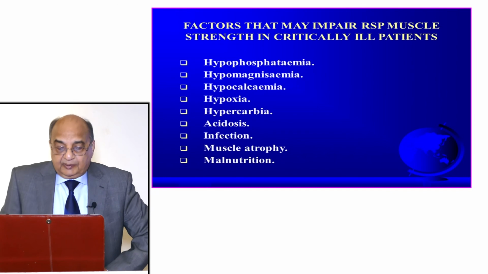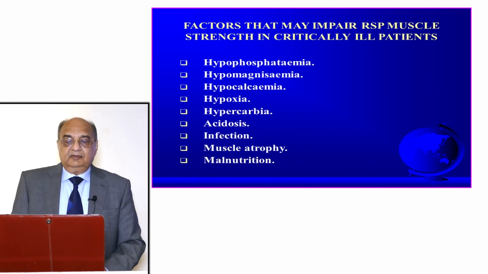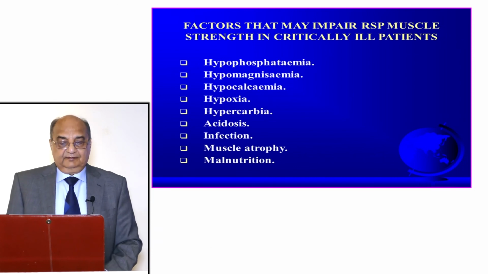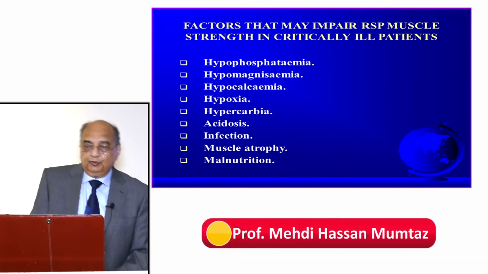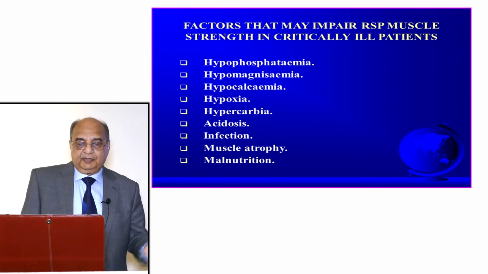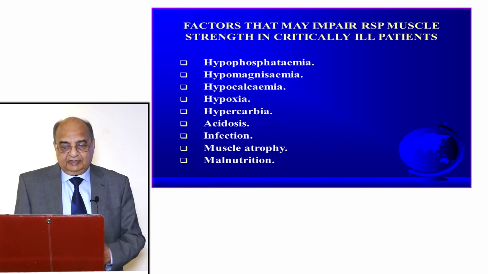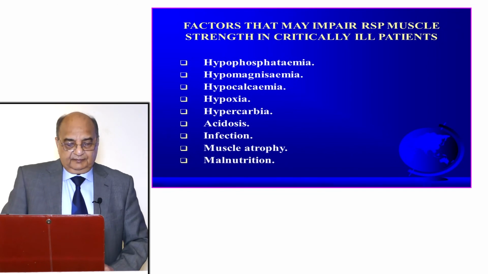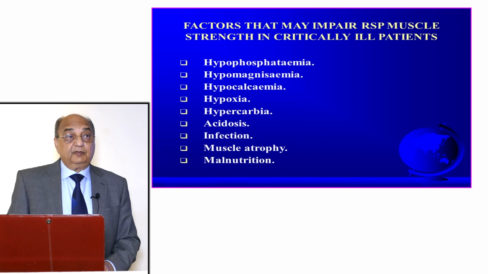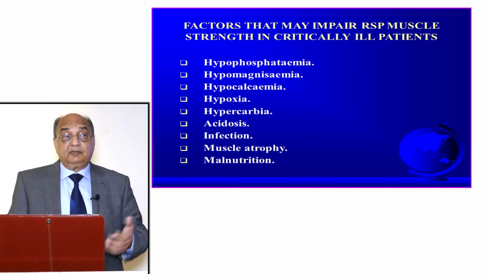Now, factors that may impair respiratory muscle strength in the critically ill patient. As I have already told: hypophosphatemia, hypomagnesemia, hypocalcemia, hypoxia, hypercarbia, acidosis, infection, muscle atrophy, and malnutrition. All these things have to be kept in mind before you take the patient off the ventilator, or before you start your weaning.